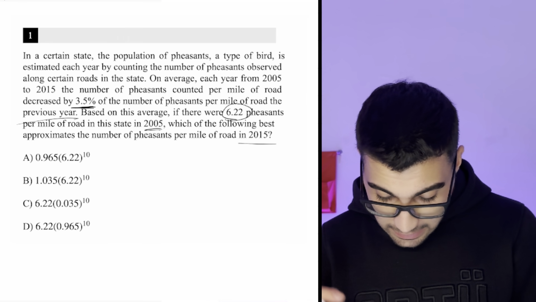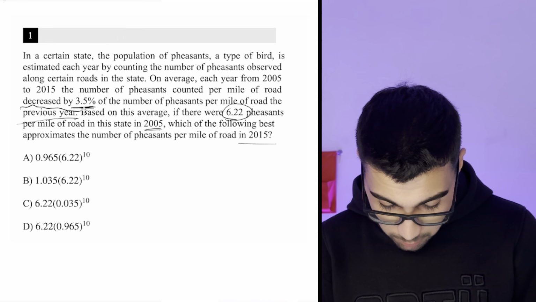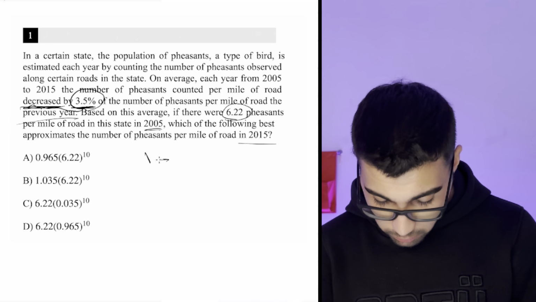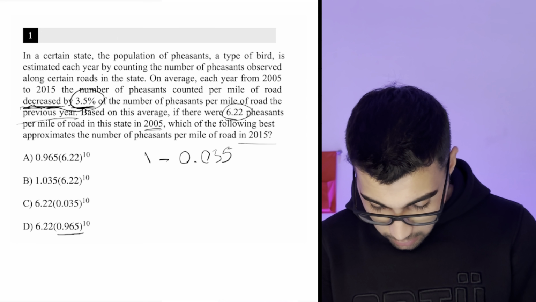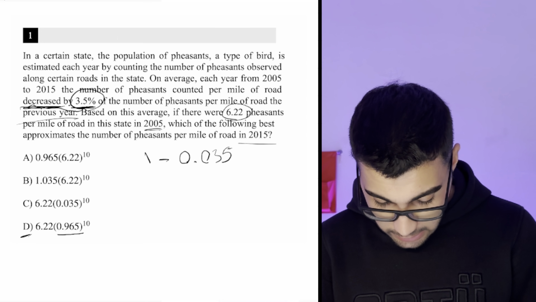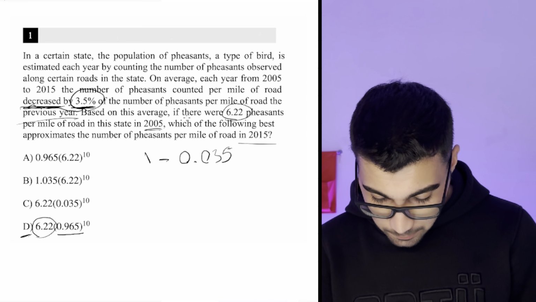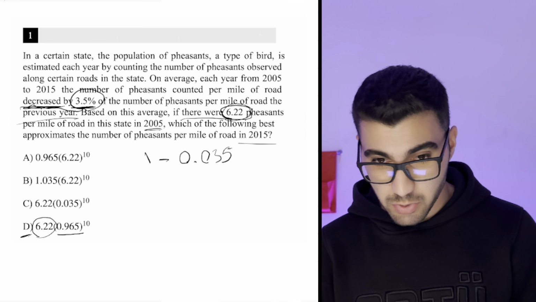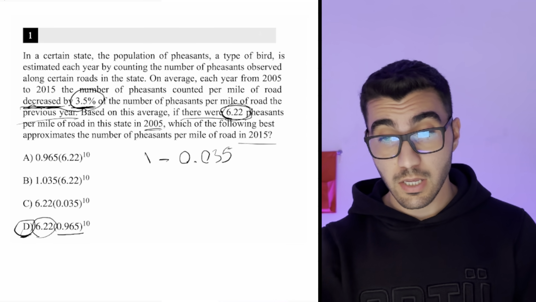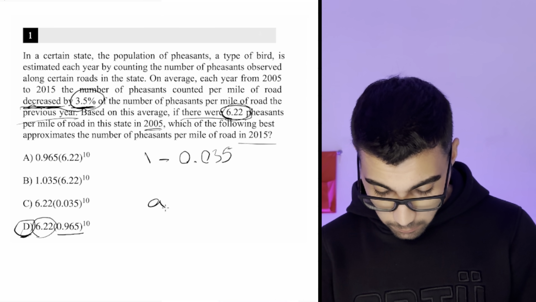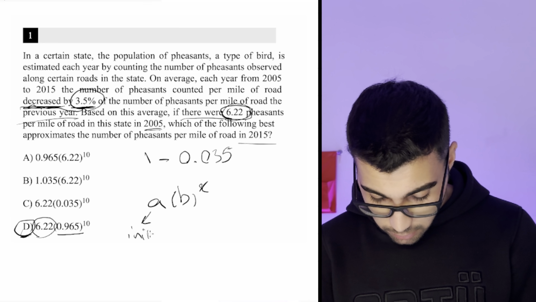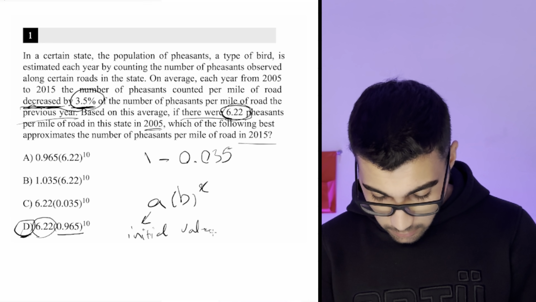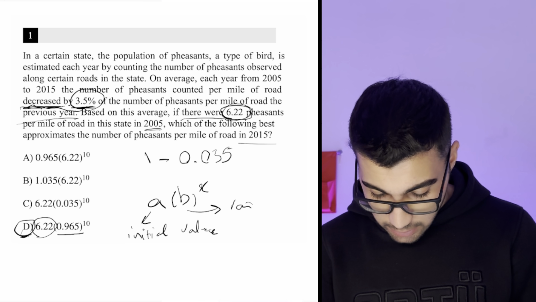All right, so it's being decreased by 3.5%. It's decreasing, so that means we do 1 minus 0.035, right? And then the rate is going to be 0.965, which is there only in choice D. And also, why 6.22 is here: because the initial value, there were 6.22 birds. So it's going to be choice D for question number 1. As you know, the exponential function has the form a times b to the x power. A is the initial value and b is the rate of change.